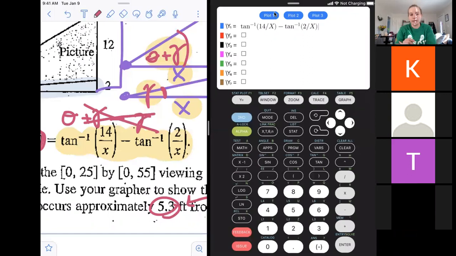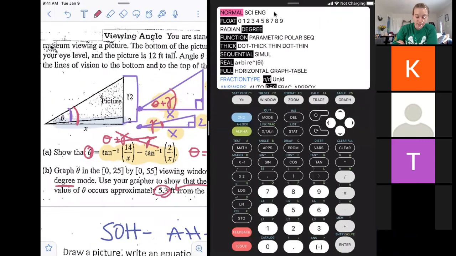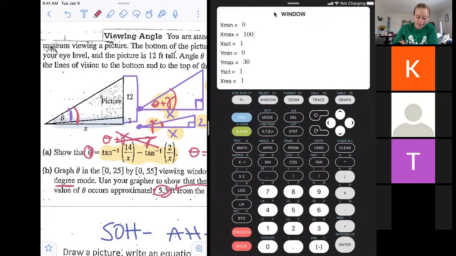What I'm going to do now is go to my mode to make sure I'm in degree, because it did say viewing window is in degree mode. So it says degree. Okay, that's good. That's what I want. If it says radian, make sure you switch it to degree. And then I'm going to go to my window, and it tells me that my window is going to be 0 to 25 by 0 to 55. The first set of numbers goes with my x's, and the second set goes with my y's. So I want my x min to be 0 and my x max to be 25. I want my y min to be 0 and my y max to be 55.